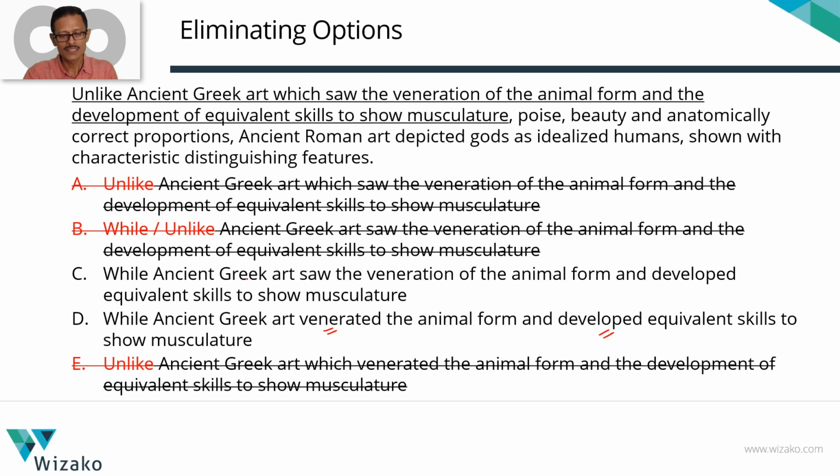Let's look at C. While the ancient Greek art saw the veneration of the animal form and the development of skills, these would have been in parallel. C is not constructed in a parallel form. D is. So C can be eliminated. We'll go with D as the answer choice.